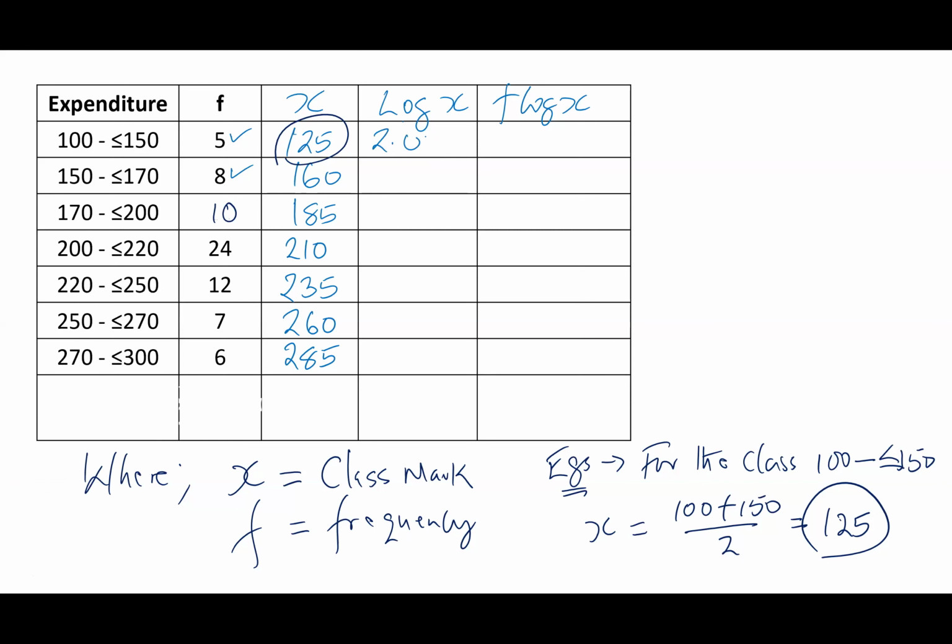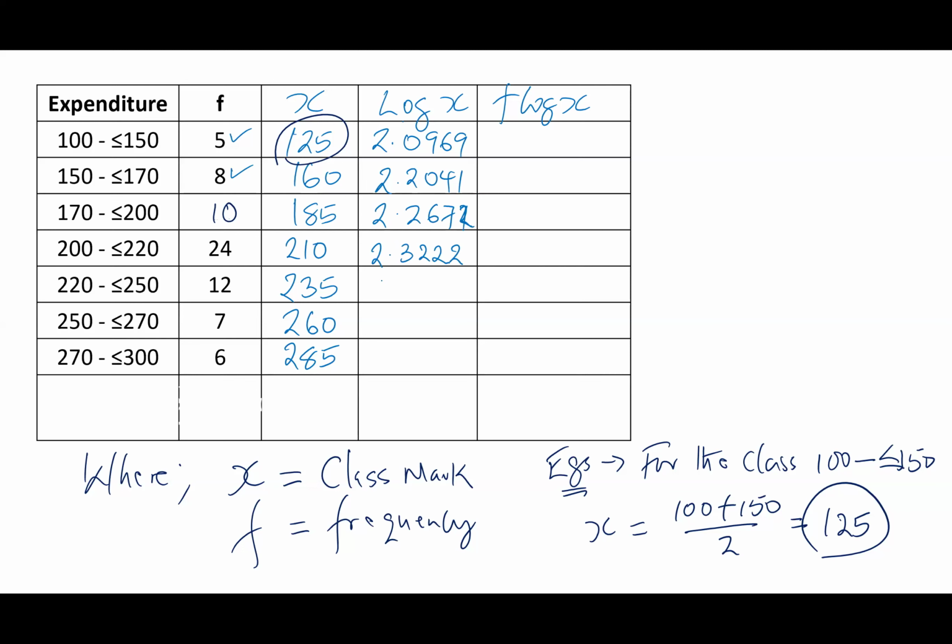2.0969. The second one? 2.2041. Good. Then the next one? 2.2671. 2672. Good. Then the next one? 2.3222.